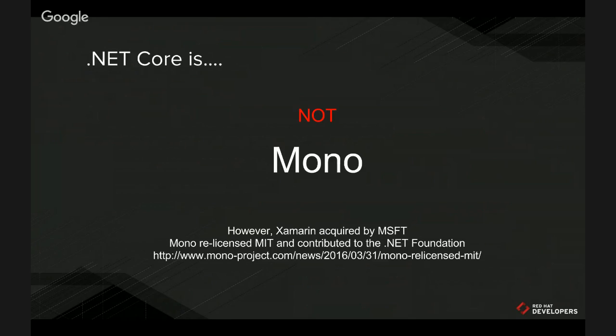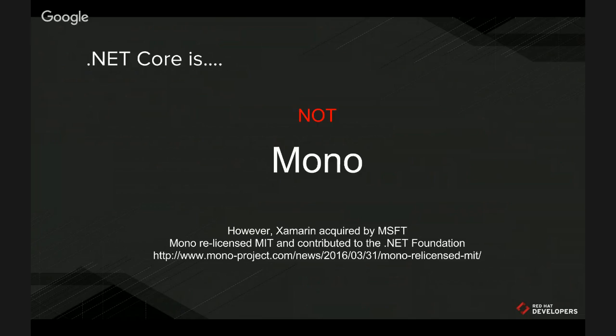So one thing that is a common question that I always receive is: this new open source .NET, is it Mono? And the answer to that is no, it's not Mono. And I imagine that's a question that you've already had in your mind, and we get that question a dozen times a day, it seems like. This is not Mono. However, Xamarin was recently acquired by Microsoft, and Mono is relicensed as MIT and contributed to the .NET Foundation. All of this was announced just on March 31st of this year. And so you can expect to find more Mono content and Mono collaboration within the .NET Core code base, is my expectation.